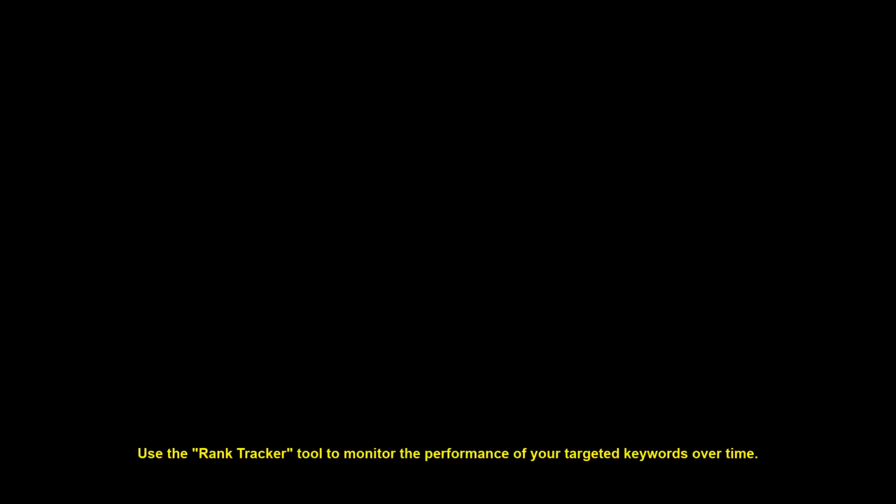Use the Rank Tracker tool to monitor the performance of your targeted keywords over time. Set up alerts to notify you of significant changes in rankings or backlinks. Finally, review your SEO metrics regularly and adjust your strategies based on your findings. Continuously improve and refine your SEO efforts to achieve better results.